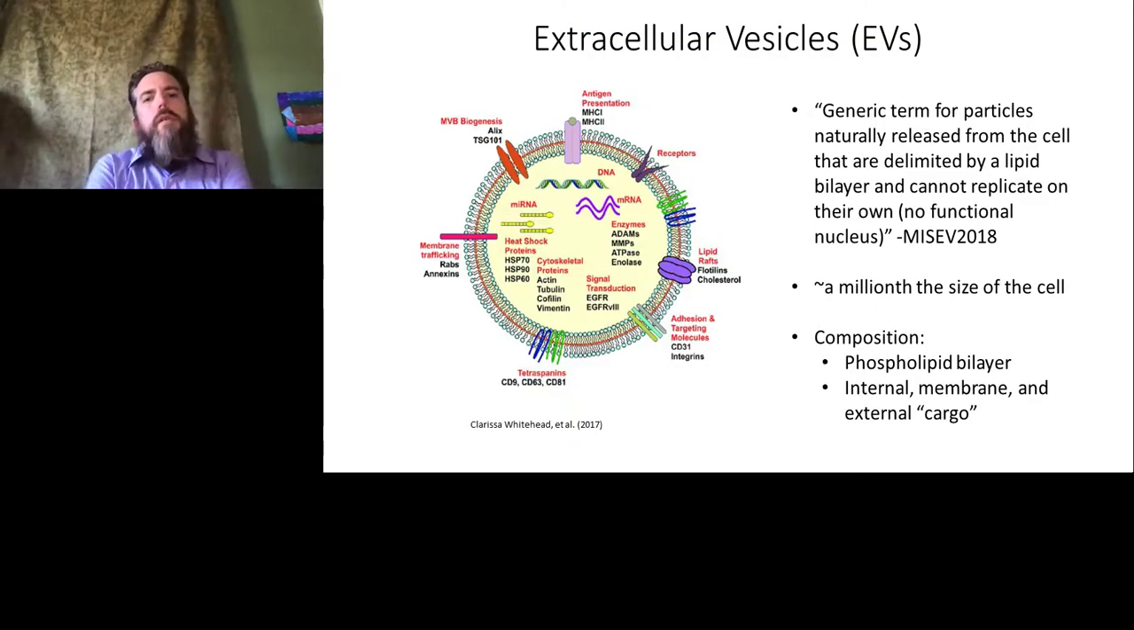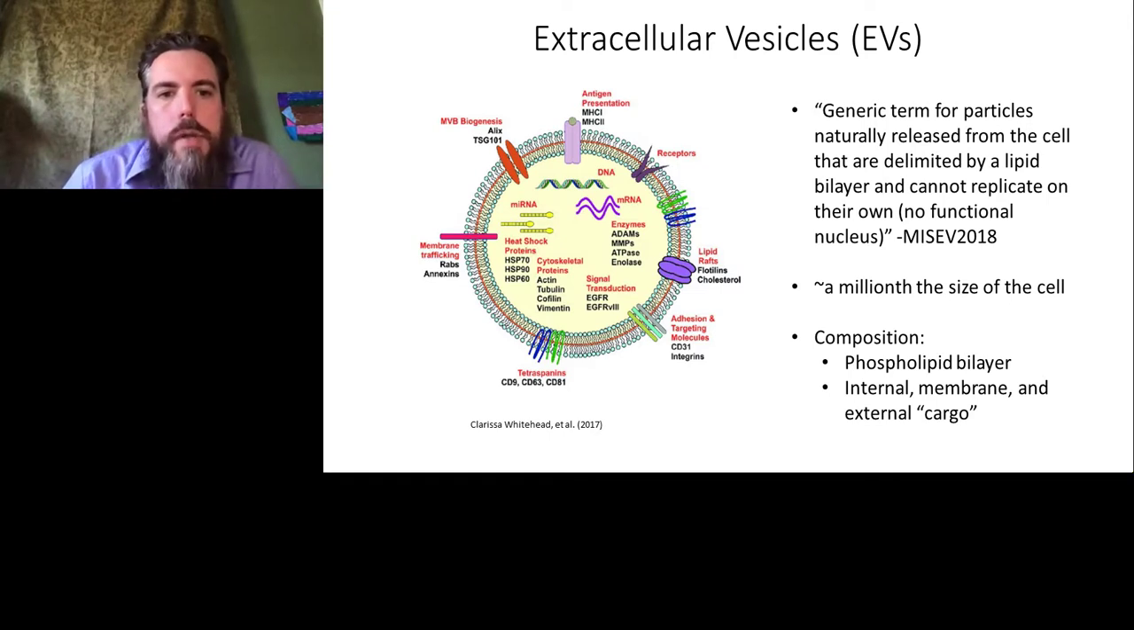So the extracellular vesicle, you may have heard a little bit about extracellular vesicles today, the EVs. We define them as particles that are naturally released from the cell. They are delimited by a lipid bilayer, so a piece of the cell membrane that they brought with them. They cannot replicate on their own because they have no functional nucleus. And they contain a lot of different molecular cargoes.